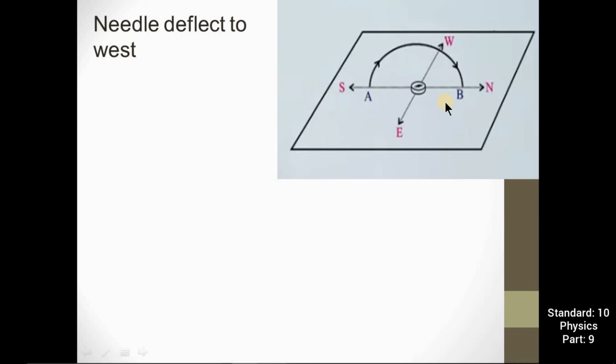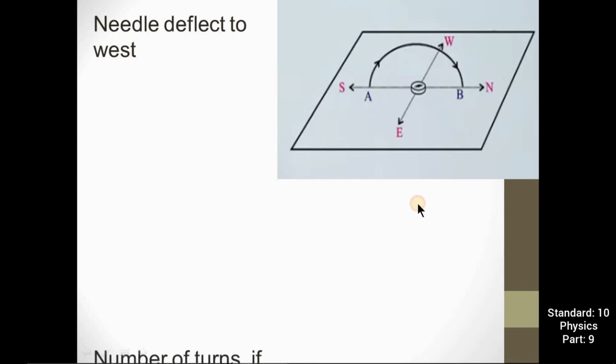We have to do this experiment with 1 turn, 2 turns, 3 turns, and so on, and note the difference. When the number of turns increases, the magnetic field strength also increases. As the number of turns increases, the field also increases. Right?